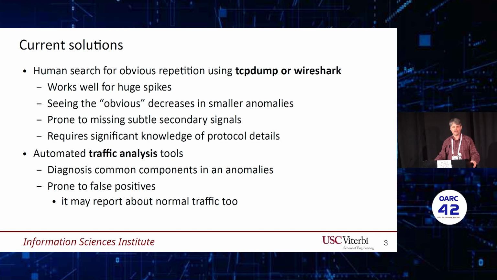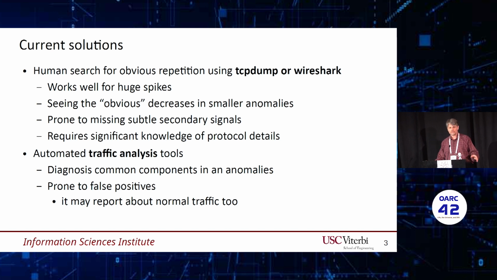The problem with all of our current solutions is you run tcpdump, you run Wireshark, and then you look at it by hand, and if you're lucky, if it's a really big spike, it's really obvious, right? You're getting a ton of stuff to the memcache port. Okay, well now I know what it is. I can filter it out and deal with it quickly. It's very easy for huge spikes. It's a lot harder for secondary signals that are buried underneath, and it requires a lot of knowledge of the protocol in the first place.